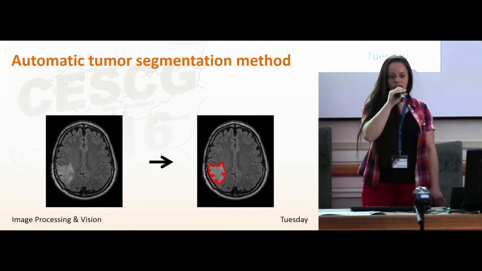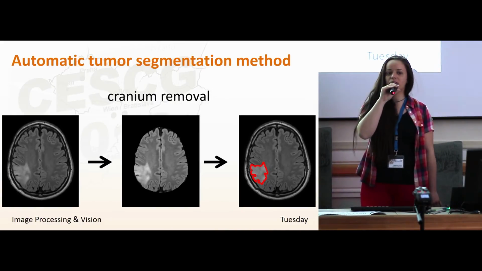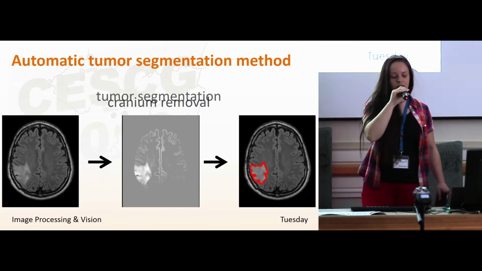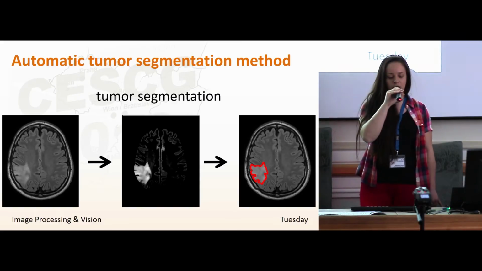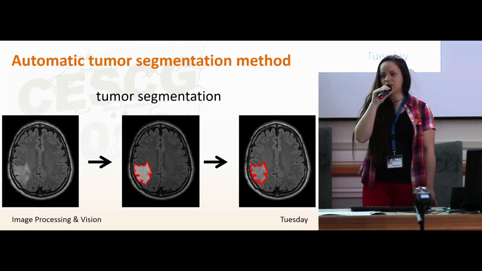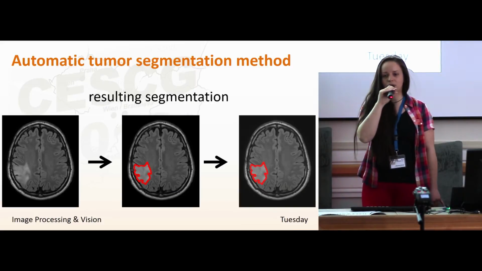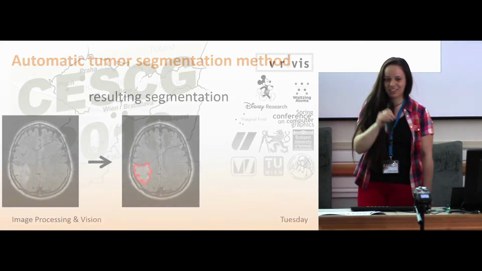Manual segmentation of medical images is a time-consuming task, so we proposed an automatic method for brain tumor segmentation from magnetic resonance images. First, the cranium is removed, and then the tumor is segmented using adaptive methods. First results show that adaptive methods are suitable for brain tumor segmentation.